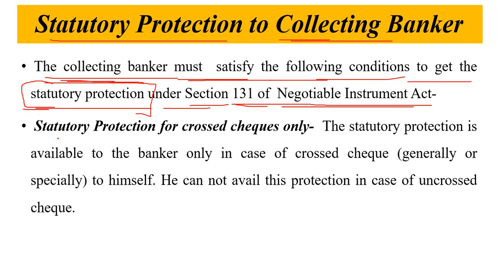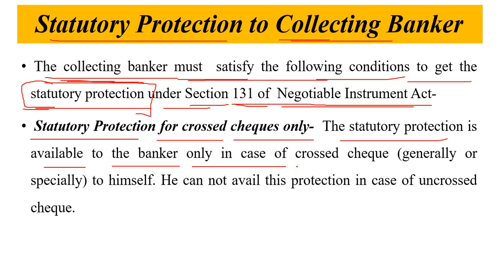So the first condition is: statutory protection for crossed checks only. This statutory protection is available to the collecting banker only in case of a crossed check. Now if the bank collects an uncrossed check or open check, this protection cannot be given to the collecting banker. So it is very important that the collecting banker should collect the crossed check, and this crossed check should be presented in front of the paying banker to clear the check.